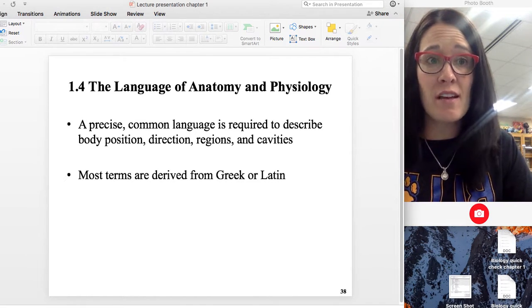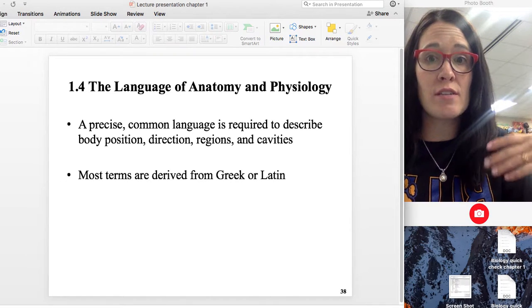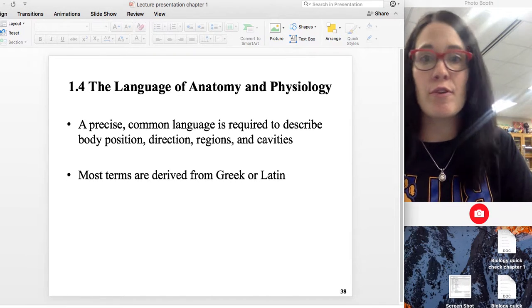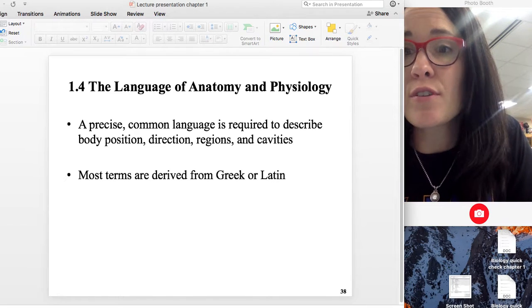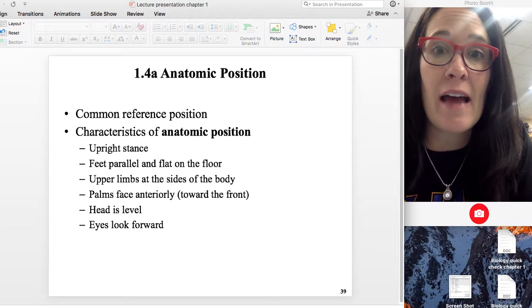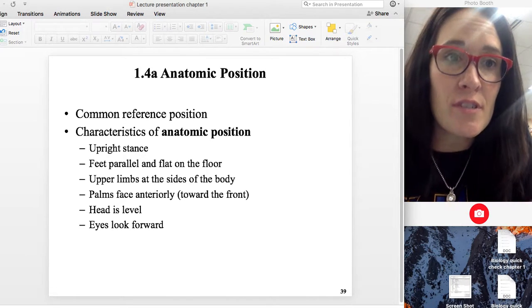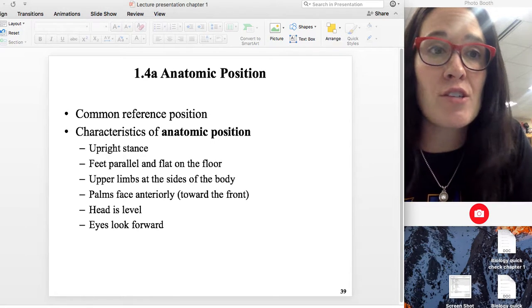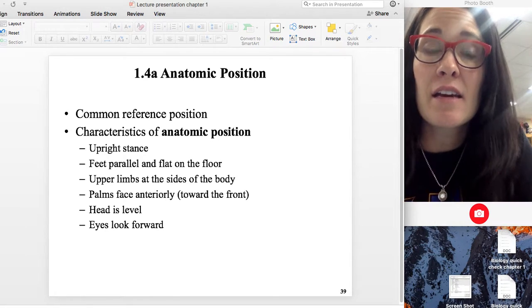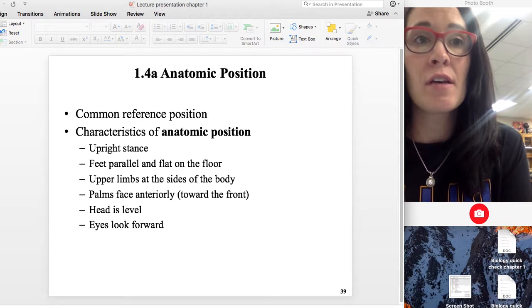So, speaking of anatomy physiology, it's like a different language. You need to know this common language to refer to the body position, direction, regions, and cavities. And most terms are derived from Greek or Latin. Anatomical position is very, very crucial in using this terminology. You need to know how to think of the body in correct anatomical position.